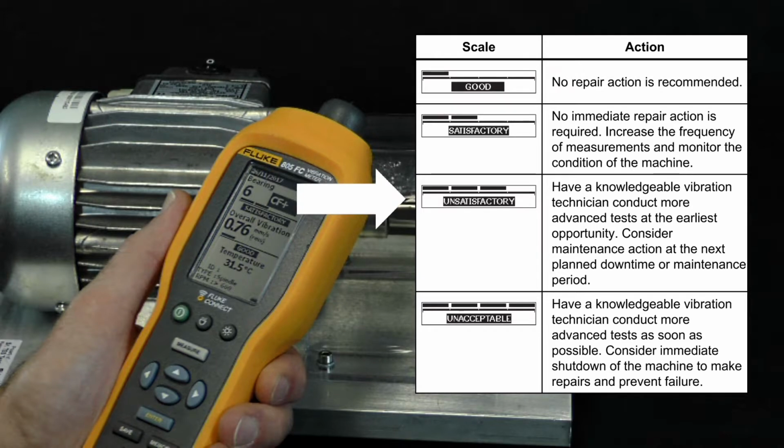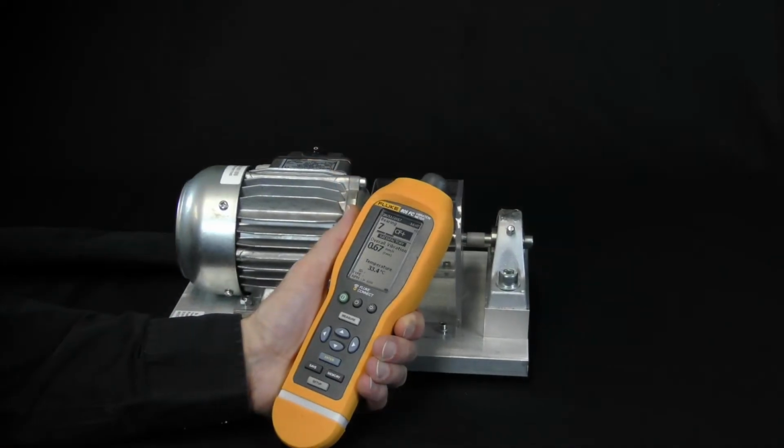Unsatisfactory is a level where we need to consider a maintenance action, for example during the next plant downtime. And the fourth, most severe level indicates unacceptable. Immediate action is required to prevent failure, production stops, or even damage.